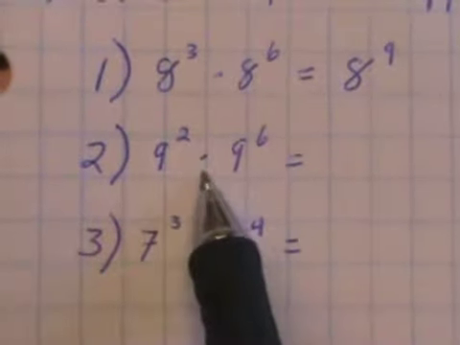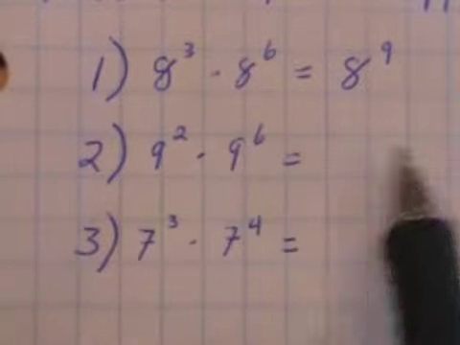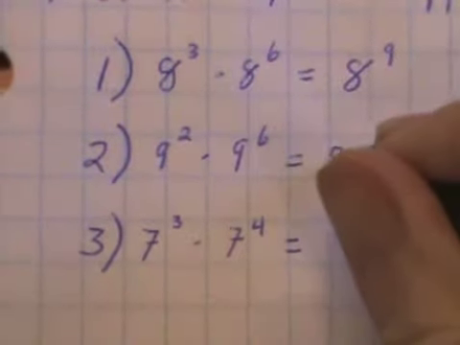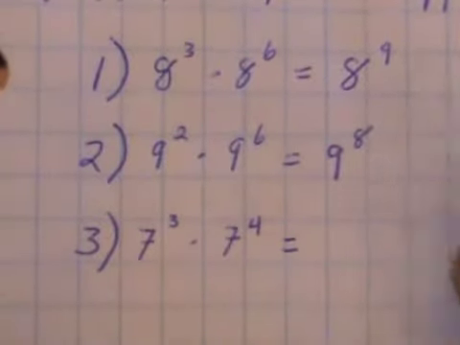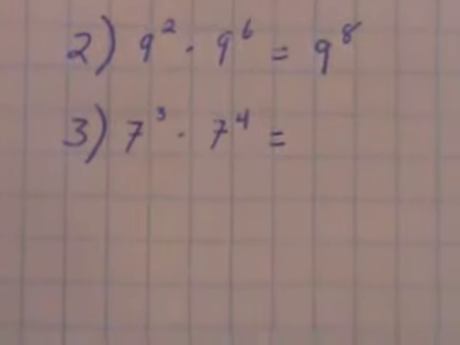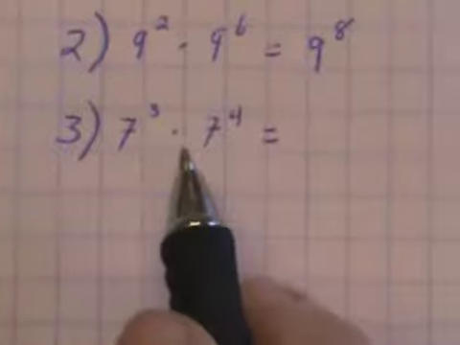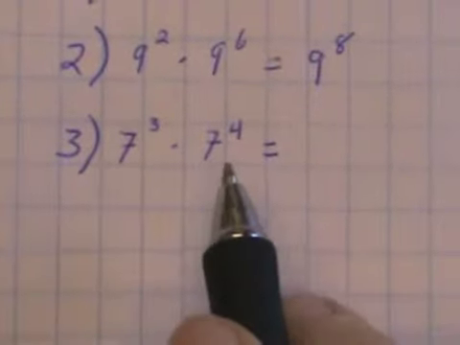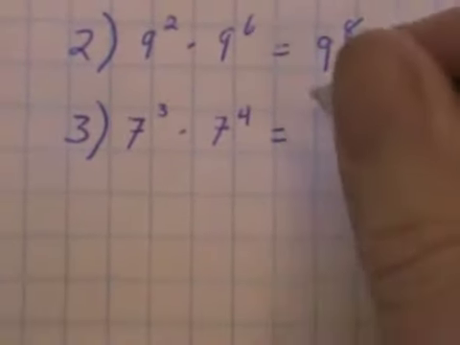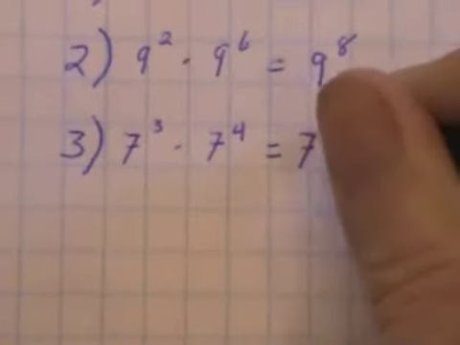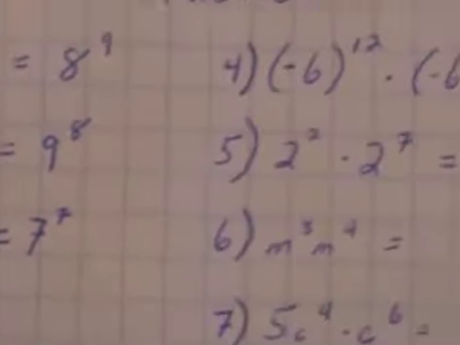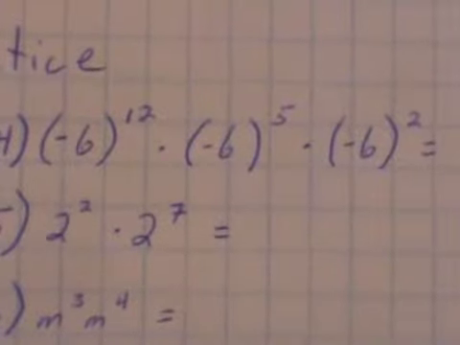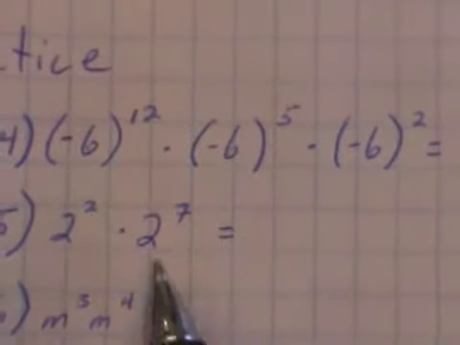9 squared times 9 to the 6th, same base, and you're multiplying. So leave the base. 6 plus 2 is 8. 9 to the 8th. Done. 7 cubed times 7 to the 4th. The base is the same, and you're multiplying, so you know what to do by now. Let's see what happens with the rest of these. Remember, these should be in your notebook.